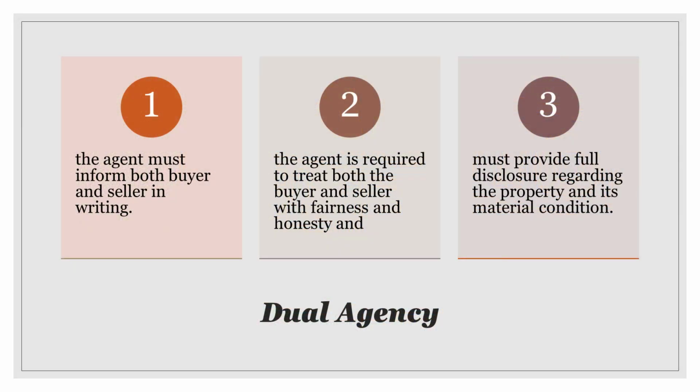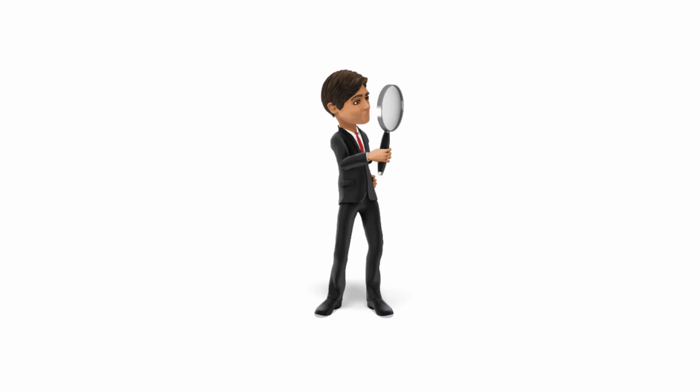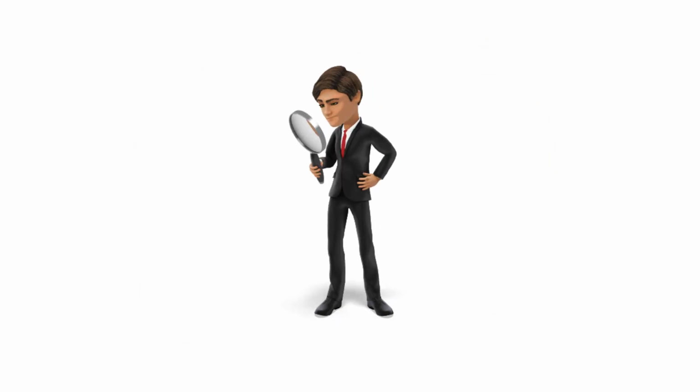First, the agent must inform both the buyer and seller in writing, and both parties will have to agree that this one agent can represent both parties' interests. Next, the agent's required to treat both the buyer and the seller with fairness and honesty. The real estate agent also must provide full disclosure regarding the property and its material conditions. The agent cannot reveal any confidential or personal information of either party involved, and the agent has to look out for the best interest of both parties involved.